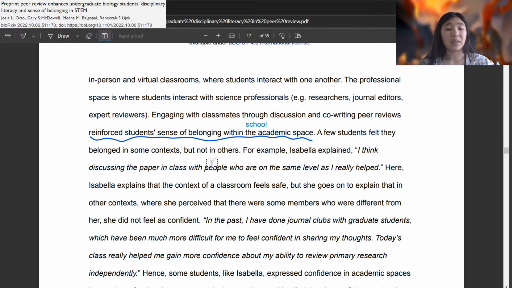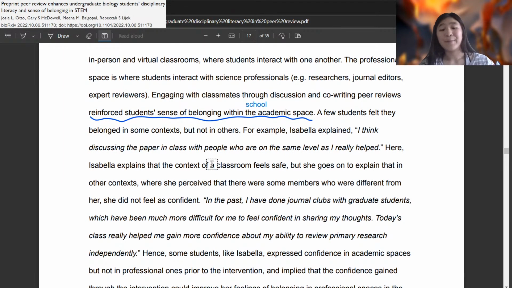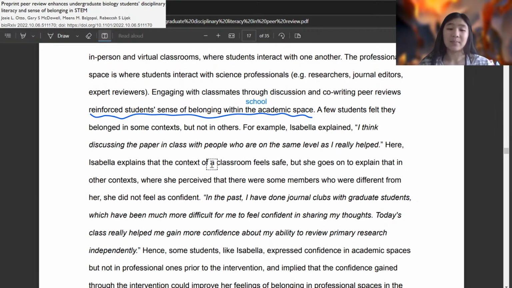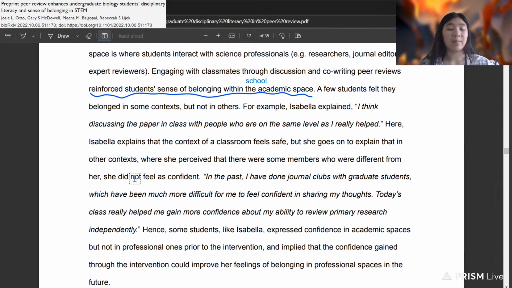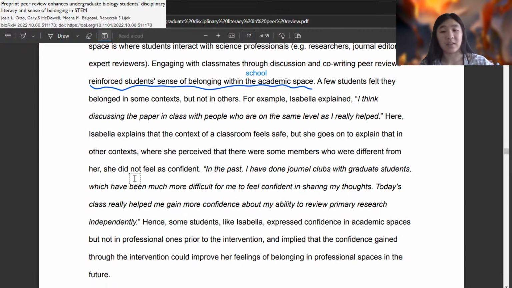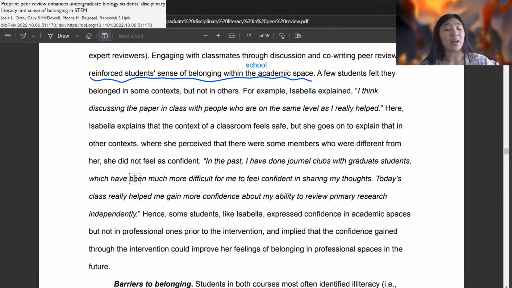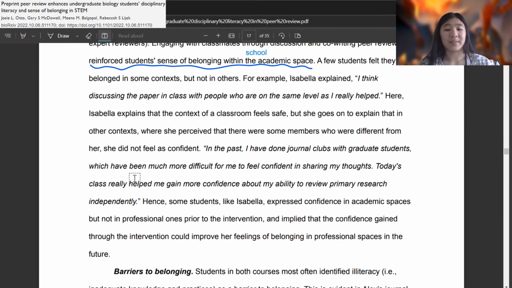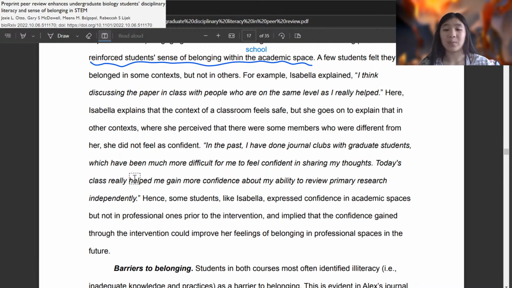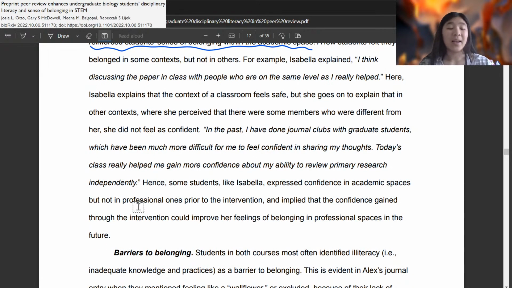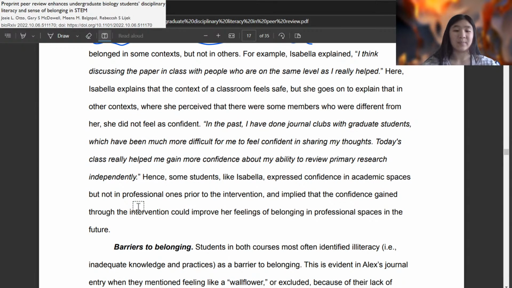A few students felt they belonged in some contexts, but not in others. For example, Isabella explained, "I think discussing the paper in class with people who are on the same level as I am really helped." Here, Isabella explains that the context of a classroom feels safe, but she also goes on to explain that in other contexts where she perceived that there were some members who are different from her, she did not feel as confident. "In the past, I have done journal clubs with graduate students, which have been much more difficult for me to feel confident in sharing my thoughts. Today's class really helped me gain more confidence about my ability to review primary research independently."